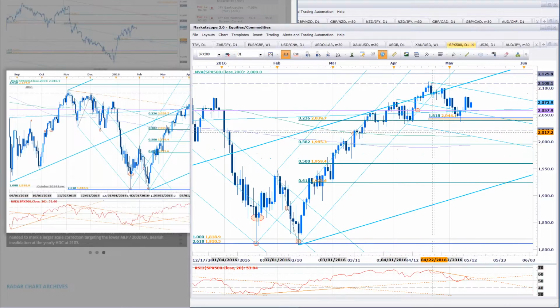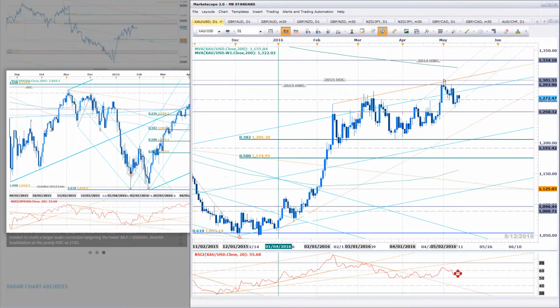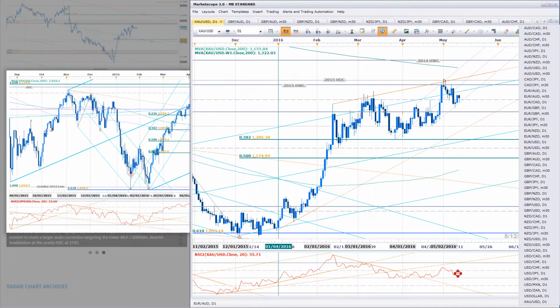Also, dollar yen for Mr. Zhang. Let's see dollar yen.